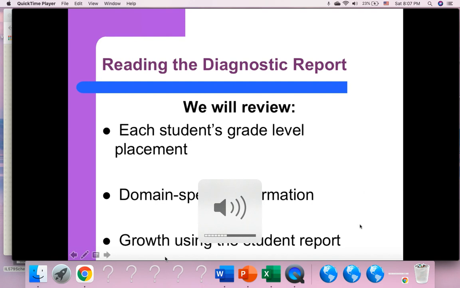Good evening. Let's look at the reports that your students brought home. We're going to look at the reading diagnostic report, and then we're going to look at the math diagnostic report. We're going to look at their grade level placement, their domain-specific information for each subject, and then we're going to look at the growth using the student report.